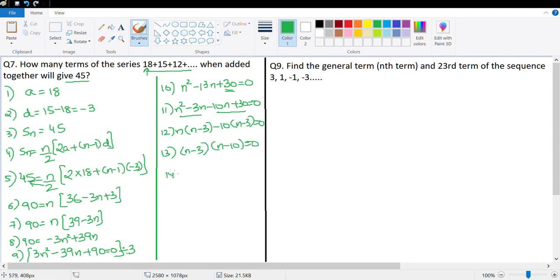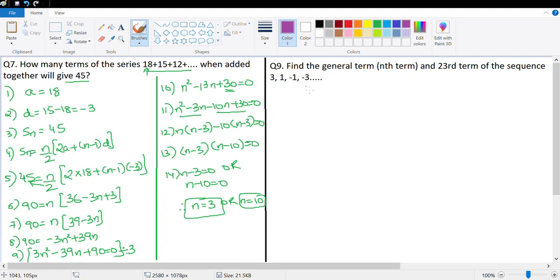n minus 3 is equal to 0 or n minus 10 is equal to 0. Therefore, number of terms would be 3 or n would be 10. So in this case, we get two values. If we add 3 terms together, the sum should be 45. If we add 10 terms together, the sum should be 45. Good.